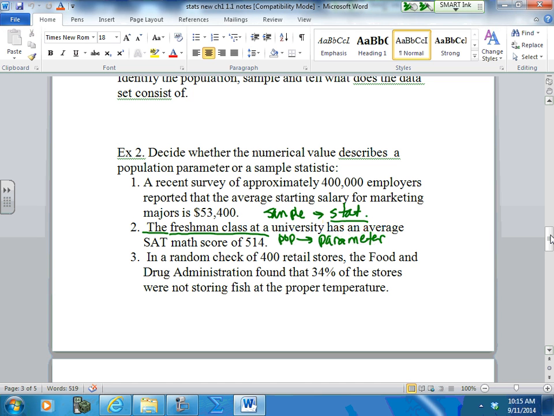In a random check of 400 retail stores, the Food and Drug Administration reported 34% of the stores were not storing fish at the proper temperatures. Sample and statistic. Good. Because we say, are there more than this many stores? Yes, Oliver. It will always be a sample and a statistic, or a population and a parameter.